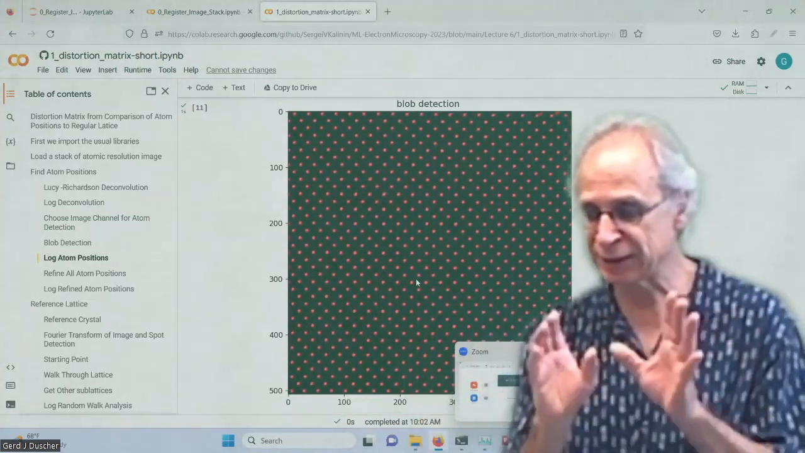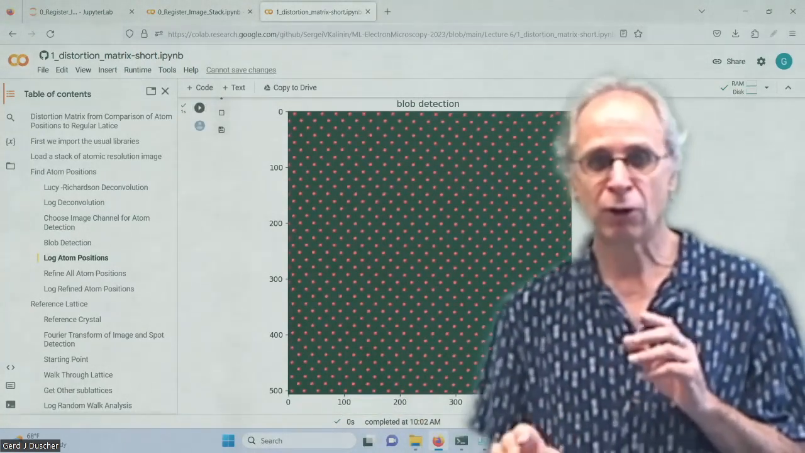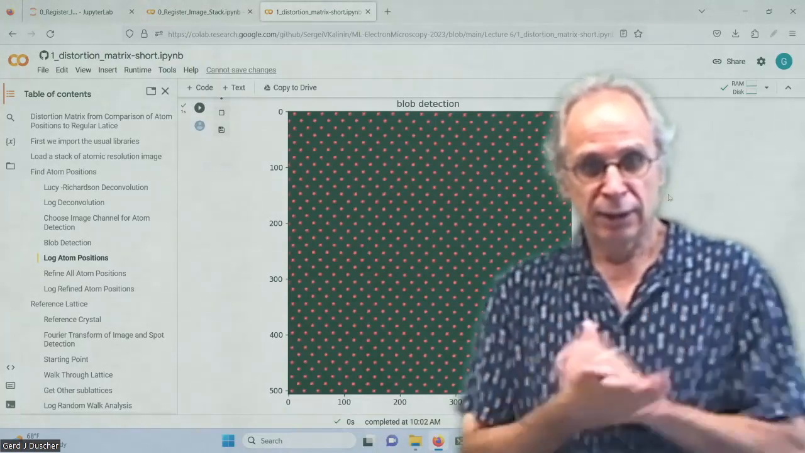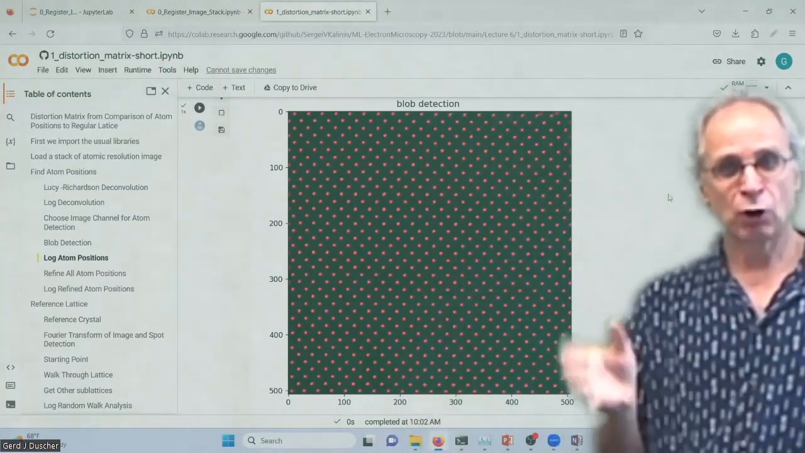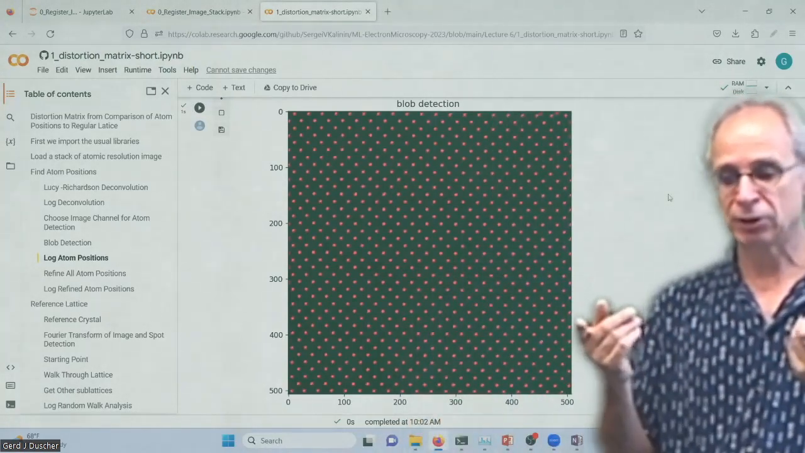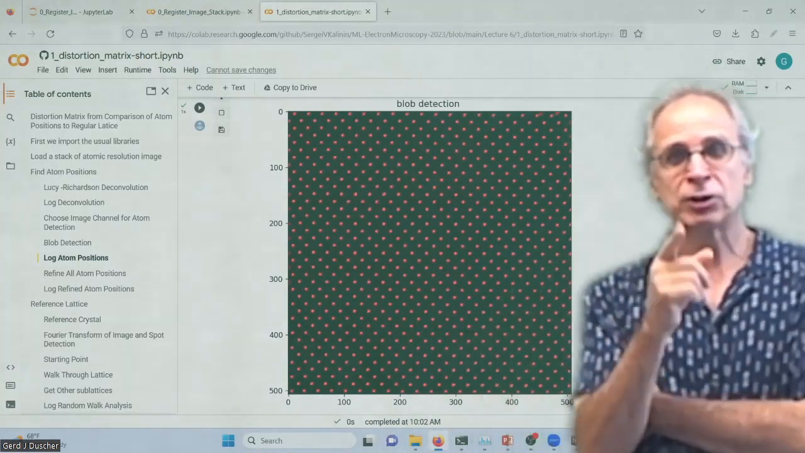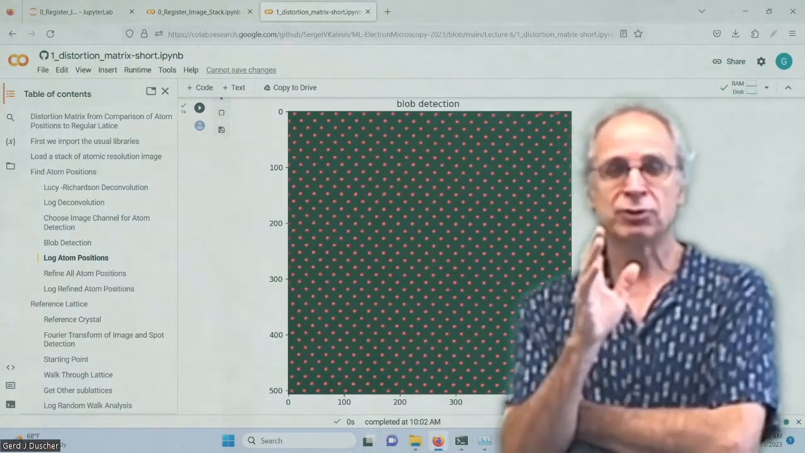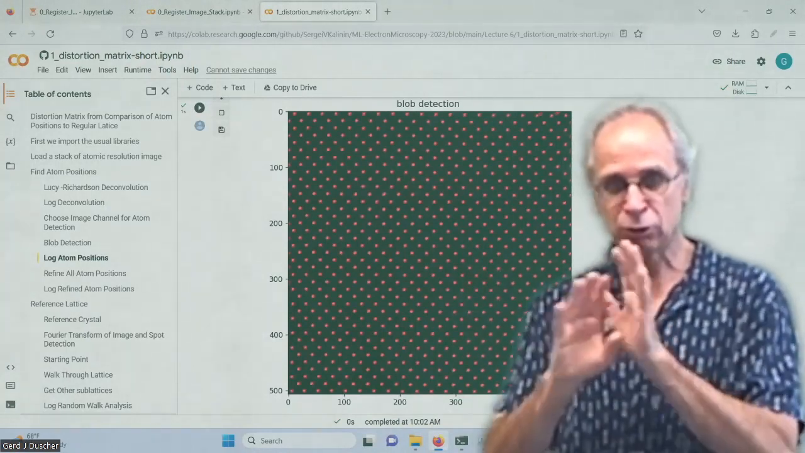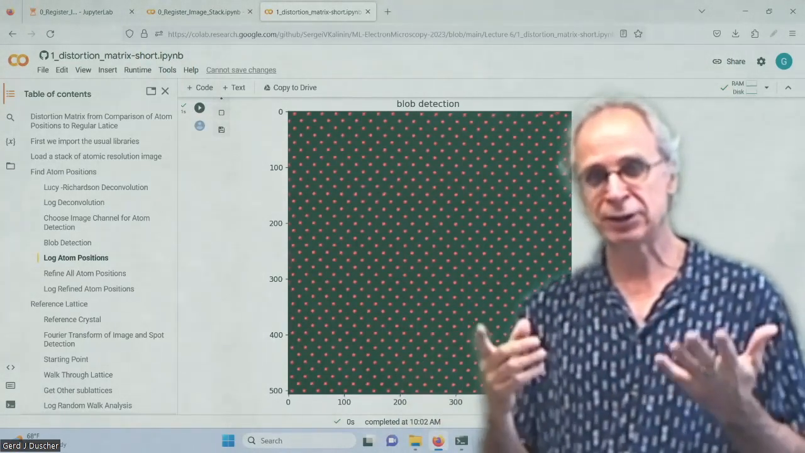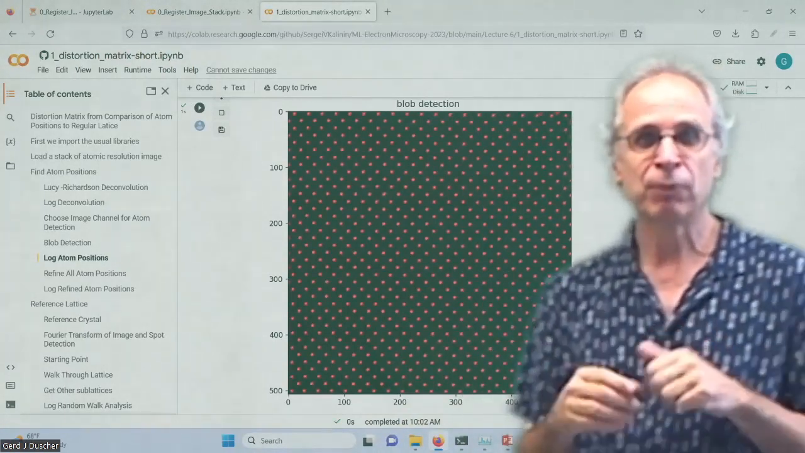Okay, this is a good data set, no problem. So this is the quality of that. And so please note, it works for any kind of atomic resolution image, because all it does is blob finding.